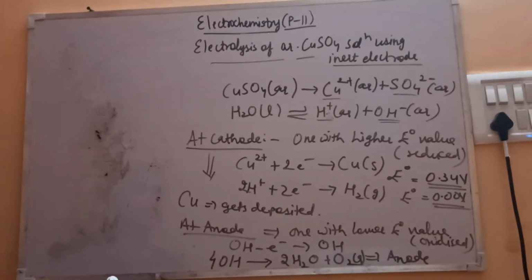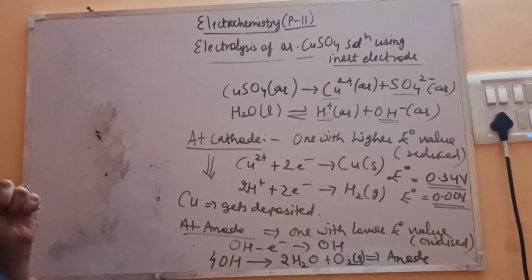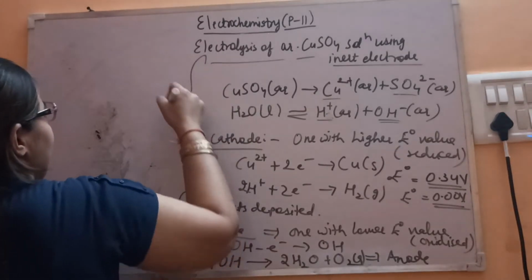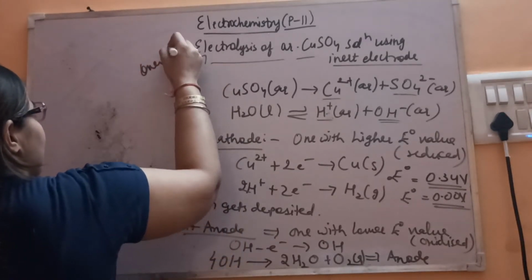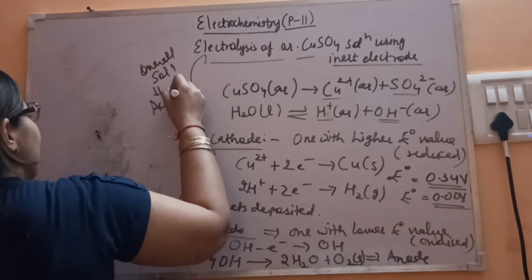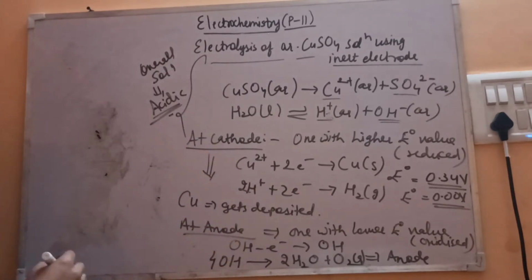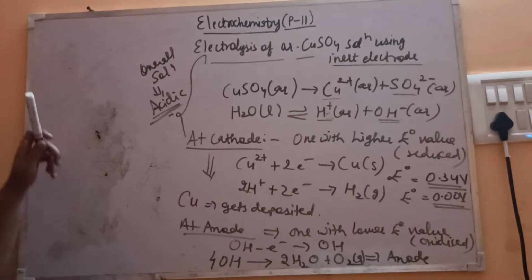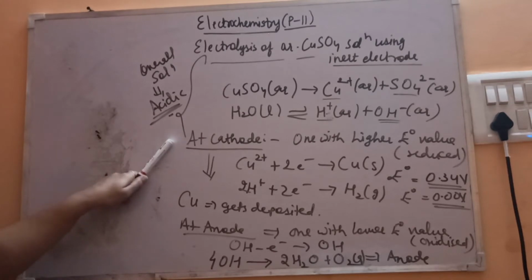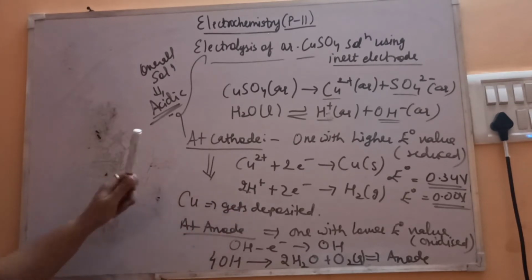So what about the overall solution? The sulfate ion will remain in the solution, and the H+ ion also will remain in the solution. So we can say that the overall solution is acidic in nature due to the presence of H+ ions. So what are the products of electrolysis of aqueous copper sulfate solution using inert electrodes? Copper gets deposited at the cathode, and at the anode oxygen gas will evolve.